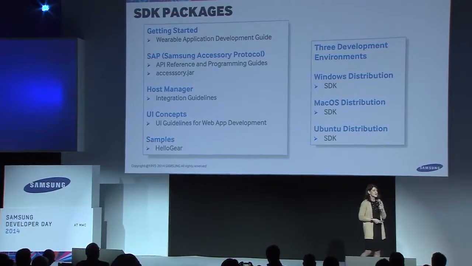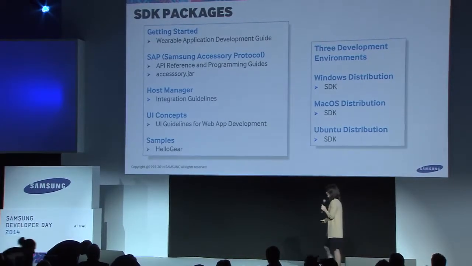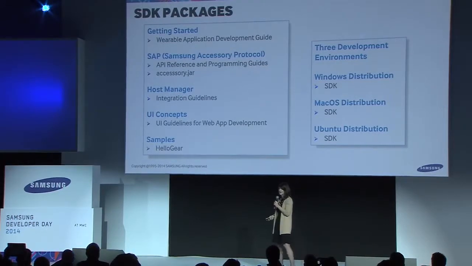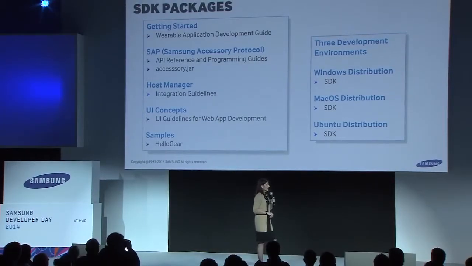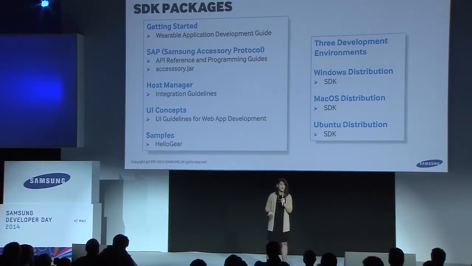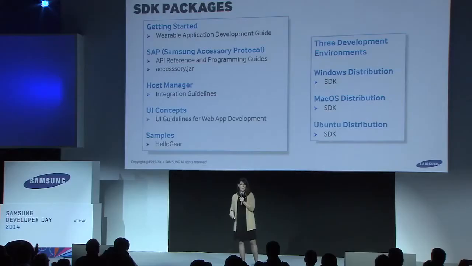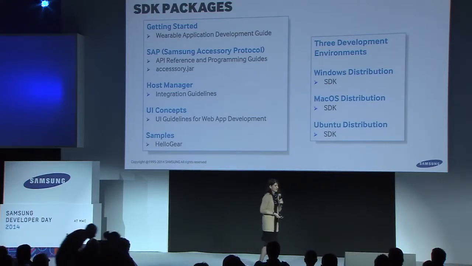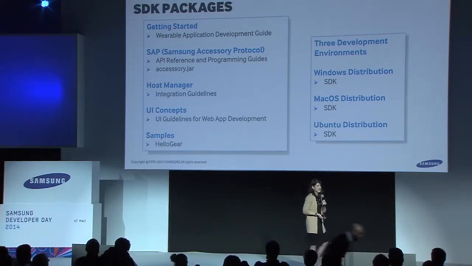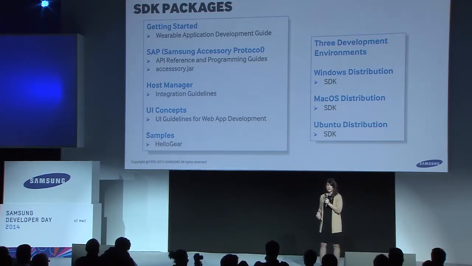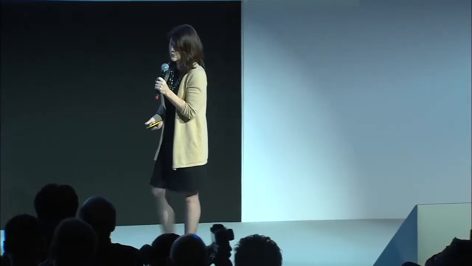When you get the SDK, this is what you will get. There is a getting started guide that walks you through how to create Hello Gear, and there is a sample for Hello Gear in the SDK. There's this component called SAP, Samsung Accessory Protocol, which is the communication piece between your phone and your watch. There's an API reference, and a developer guide, plus the library that you'll need to develop the app. There's this thing called Host or Gear Manager, and as a third-party developer, you can integrate your app into the Gear Manager. There's a UI design guideline. And then there are 3 development environments: support for Windows, Mac OS, and Ubuntu.